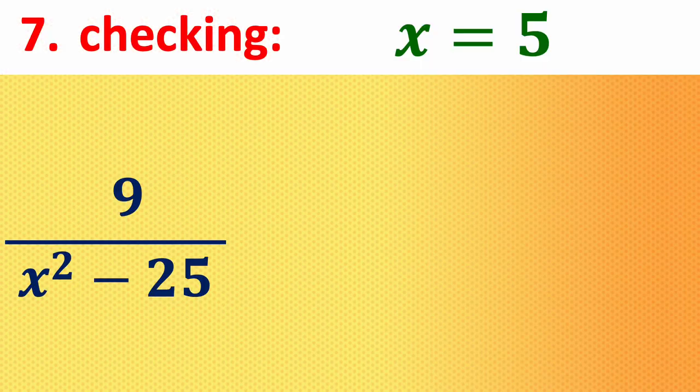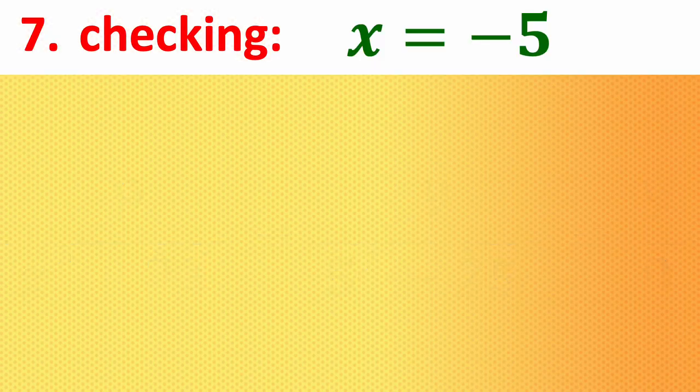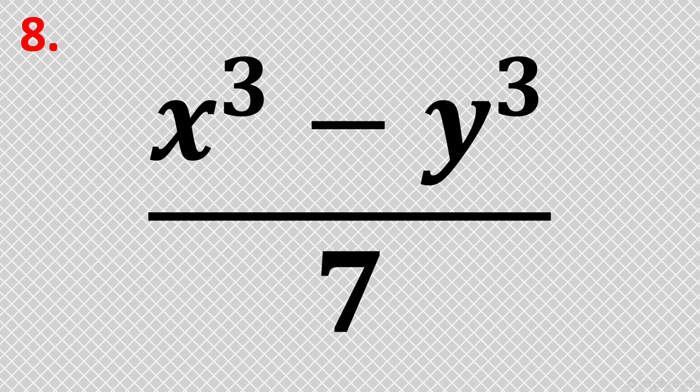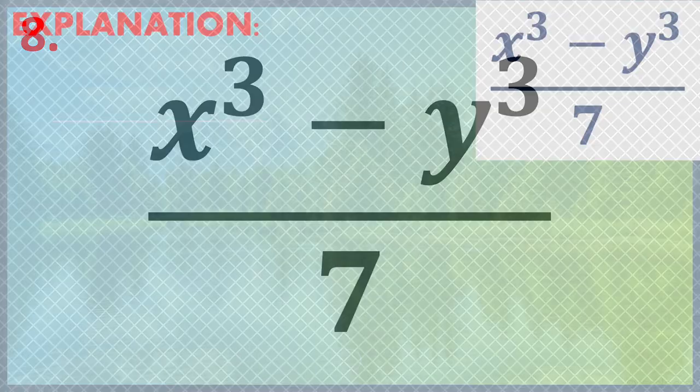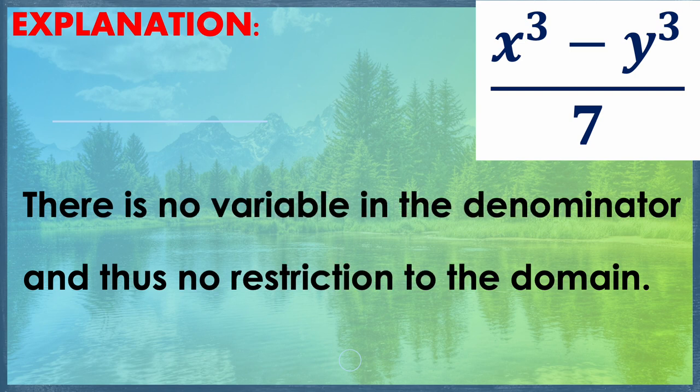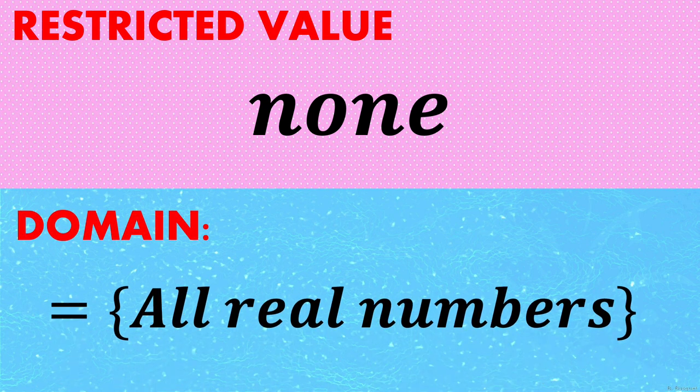E paano naman kapag ganito ang makukuha, ang ipinakita sa inyo? X cubed minus y cubed over 7. So, ang denominator natin ay 7. So, wala siyang variable. There is no variable in the denominator. So, wala siyang restriction sa domain. Sa madaling sabi, ang restricted value natin ay wala or none, kaya pwede lahat. So, all real numbers ang magiging domain natin. Tandaan, kapag walang variable sa denominator, ang domain natin ay all real numbers.